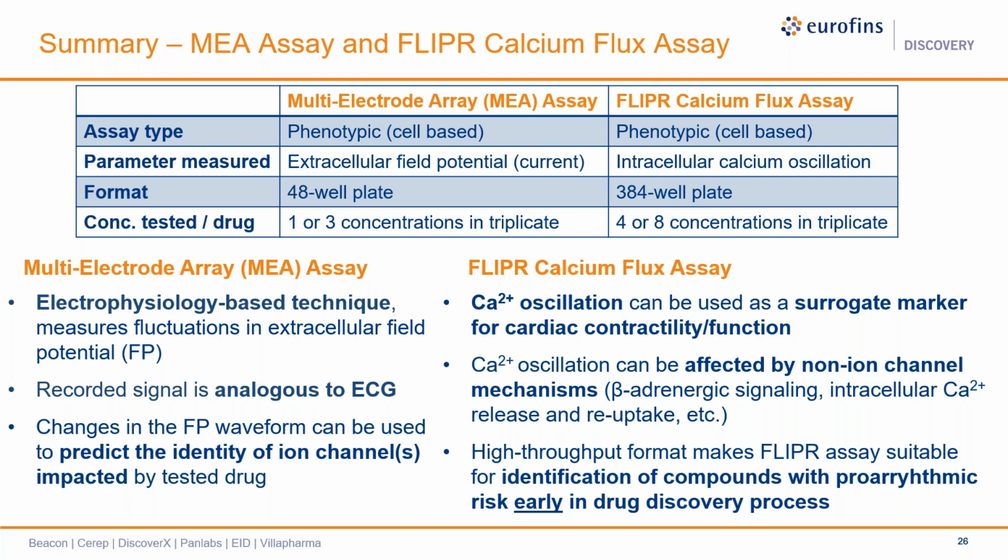The Flipper calcium flux assay, on the other hand, measures calcium oscillation inside the cardiomyocytes. The calcium oscillation can be used as a surrogate marker for cardiac function because calcium acts as a second messenger. The calcium oscillation can also be affected by non-ion channel mechanisms, such as beta-adrenergic signaling, intracellular calcium release and reuptake, etc. And because of the 384 well format, the Flipper assay is also suitable to identify compounds with proarrhythmic risk much earlier in the drug discovery process.